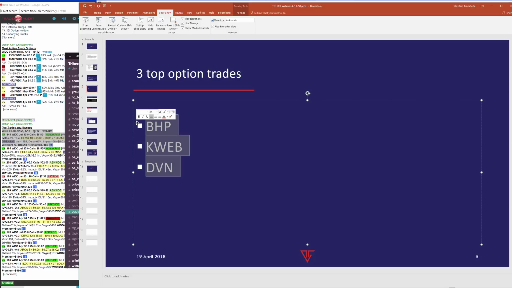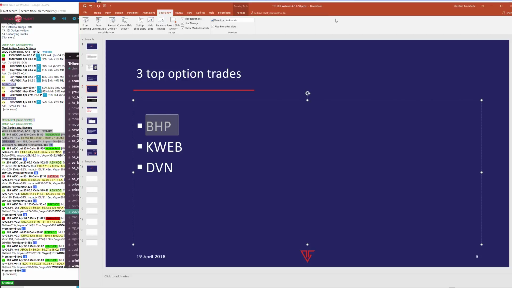So the choosier you can be, and the more you sit on your hands and wait for that really good signal, often the better the trade. If you take every trade, just like in poker, if you play every hand, you're not going to get very far.